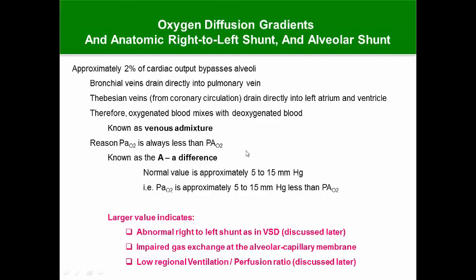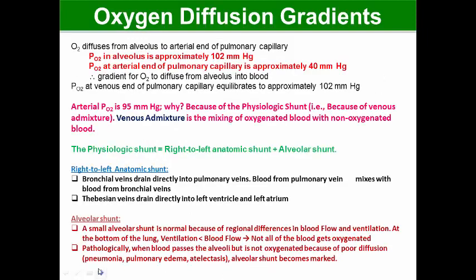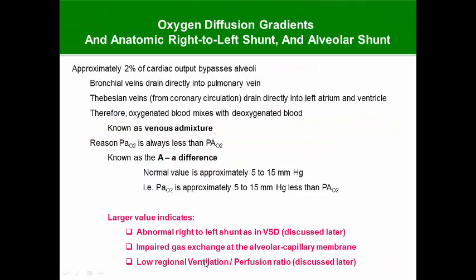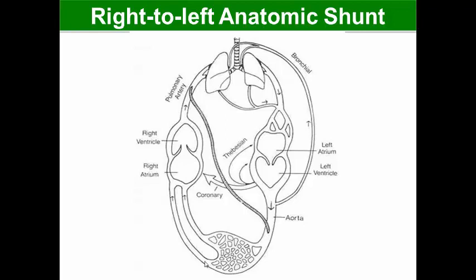If the difference is large, this indicates abnormal right to left anatomic shunt, like what we have in ventricular septal defects, or there could be impaired exchange of gases across the alveolar capillary membrane, like what we have in pneumonia, pulmonary edema, and atelectasis, collapse of the alveoli, or it could be due to the low regional ventilation to perfusion ratio at the base of the lung, and we will discuss this in one complete lecture as I just mentioned. So this diagram summarizes the right to left anatomic shunt.